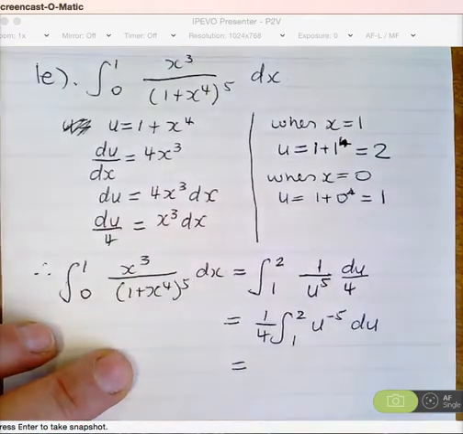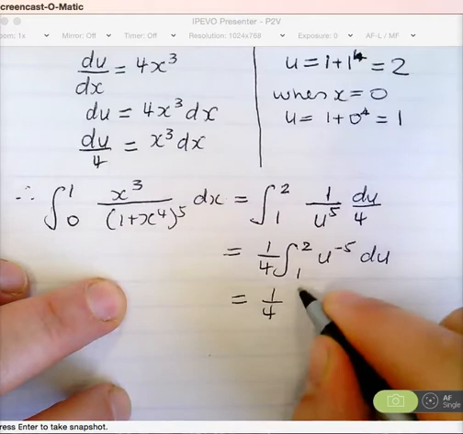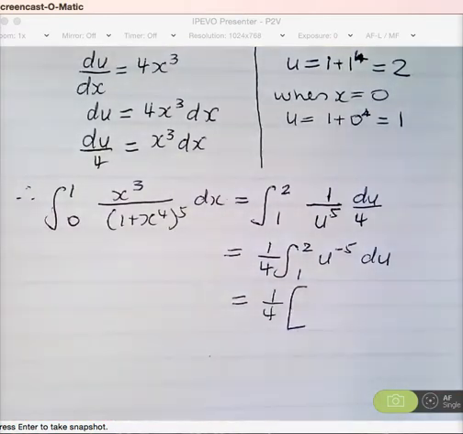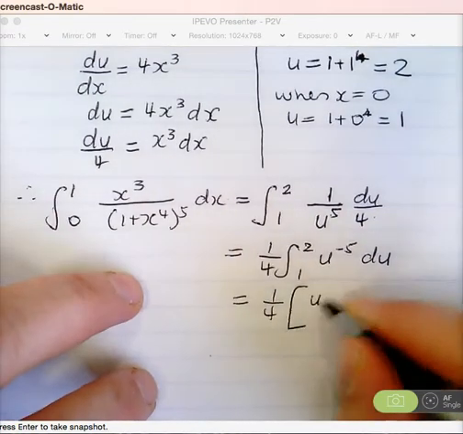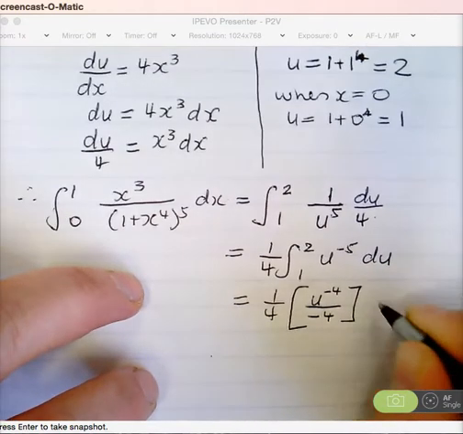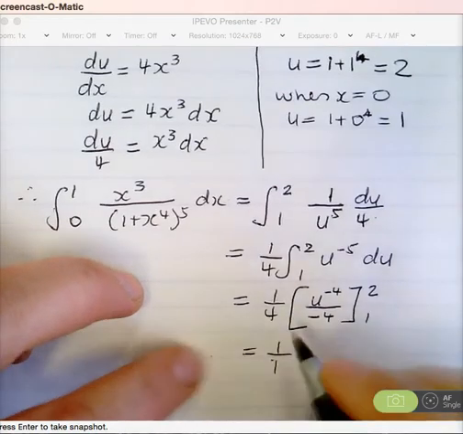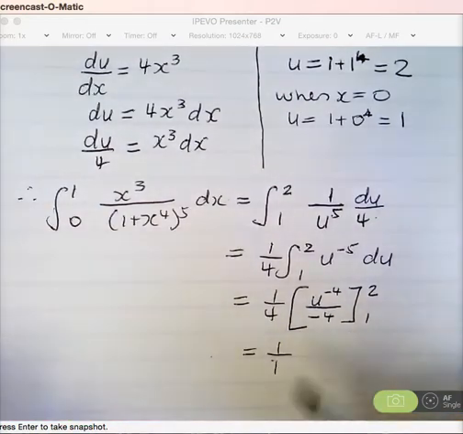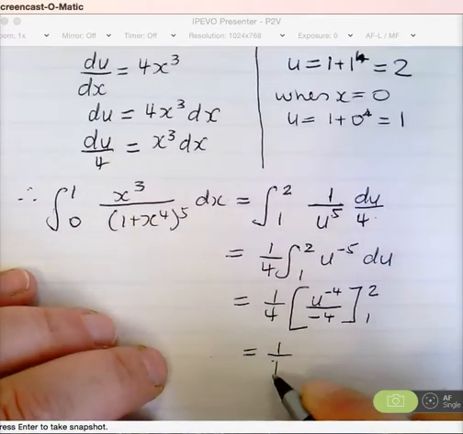Be careful as well when you integrate that you increase the power by 1 and don't decrease it by 1. So that'll be u to the minus 5. Take the quarter out the front. You get u to the minus 4 on negative 4 between 2 and 1. You might want to rewrite that. You may even take that 4 out if you wanted.